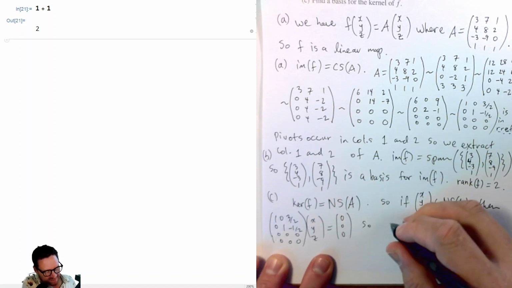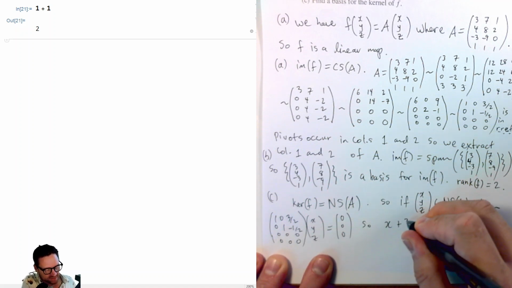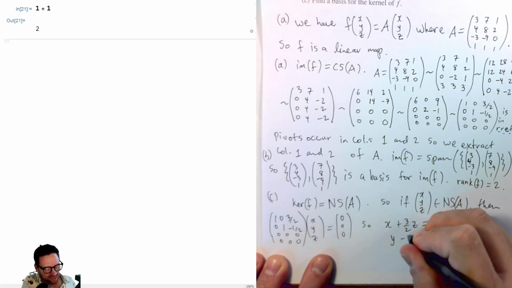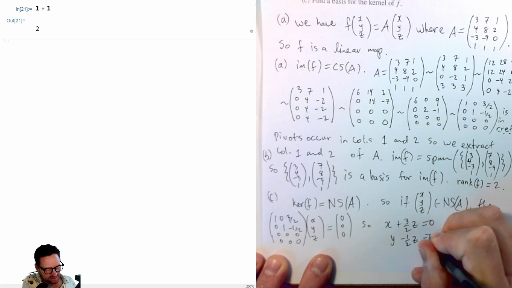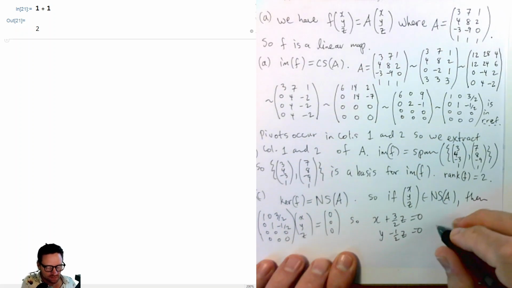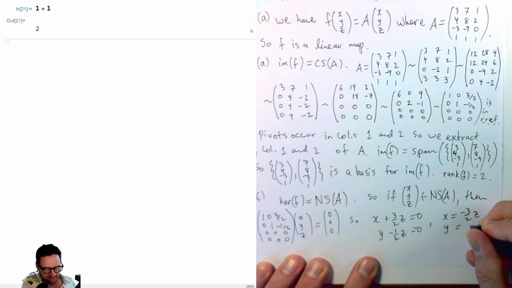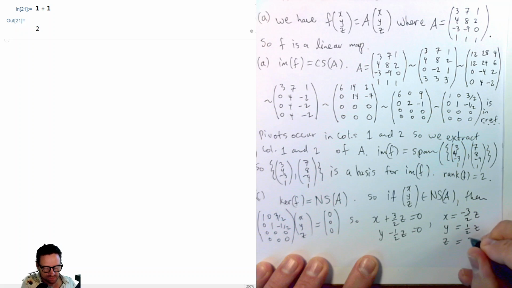And so we can multiply this out and get x plus 3 over 2z is 0, y minus 1 over 2z is 0. And rearrange this and get x is equal to minus 3 over 2z, y is equal to 1/2 z, and of course z is equal to z.